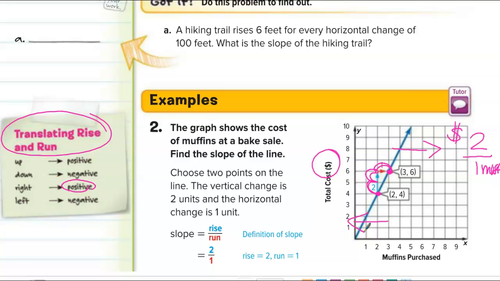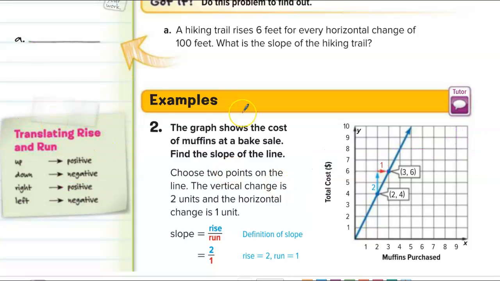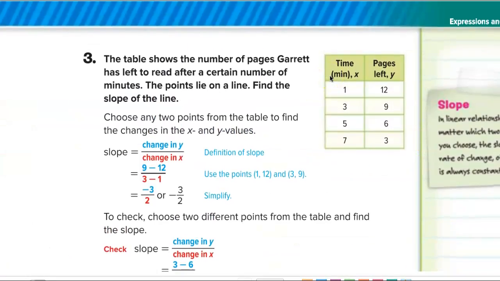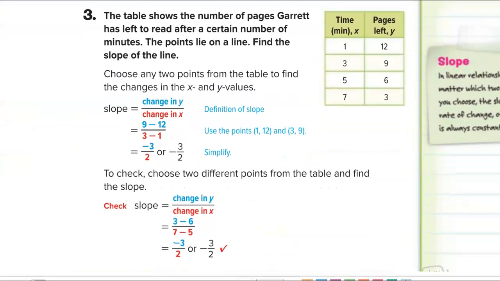Going over to the next example. We have a table. This is exactly like we've been doing before. It says the table shows the number of pages Garrett has left to read after a certain number of minutes. The points lie on a line. Find the slope of the line. These are points that I could graph on a coordinate plane, but they gave us the table. So I figure out my change in y over my change in x.